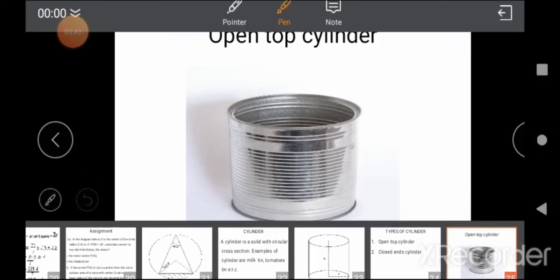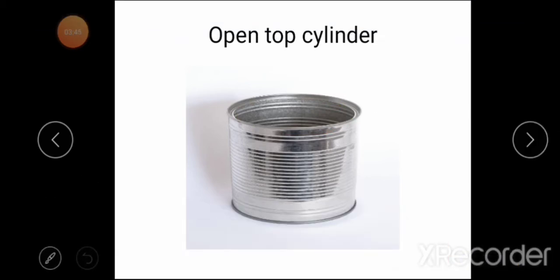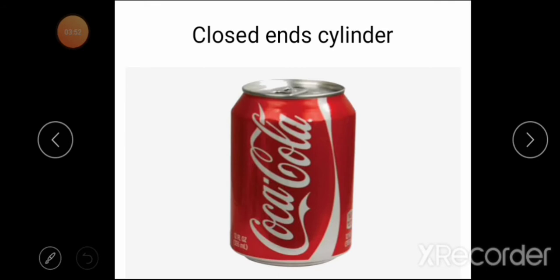And we have the closed top cylinder, or the closed end cylinder. The closed end cylinder is a type of cylinder that has both ends closed or covered. A very good example is your Coca-Cola can drink. The Coca-Cola can is a closed end cylinder. If you look at it, when it is not yet open, the top is closed and the bottom is closed. So we have two types of cylinder: the closed end and the open top cylinder.